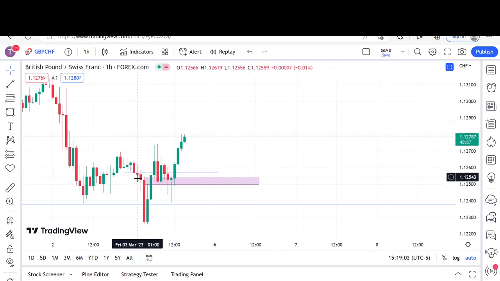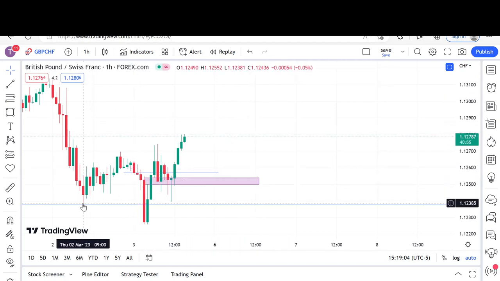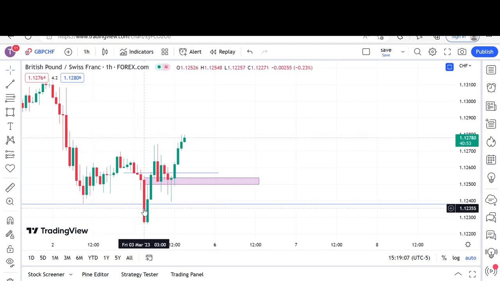We came down, we grabbed this liquidity, we tested a higher time frame level, boom, big move to the upside. Big, strong, explosive move to the upside, leaving a fair value gap on the shift in market structure, off of the higher time frame level of support.